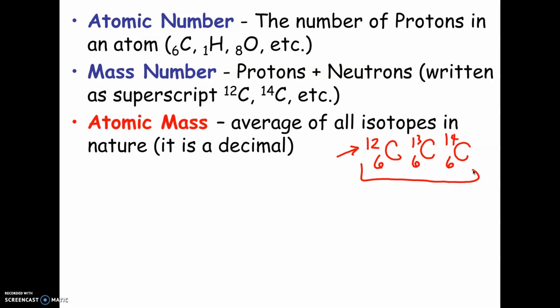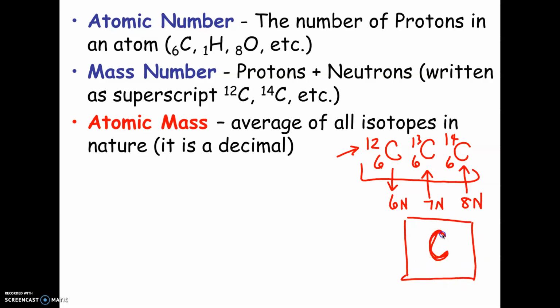Now, they all have 6 protons, but carbon 12 has 6 neutrons, carbon 13 has 7, and carbon 14 has 8. The atomic mass on the periodic table, if you look up carbon, you'd see the C here, and then you'd see a 6, that's its atomic number, and then you would see down here a decimal. And that is the atomic mass. It's the average of all the carbon isotopes based on how common they are in nature. Since the atomic mass of carbon is 12.011, we can assume carbon 12 makes up most of the carbon in nature. That these two exist, but they exist in very, very small amounts.